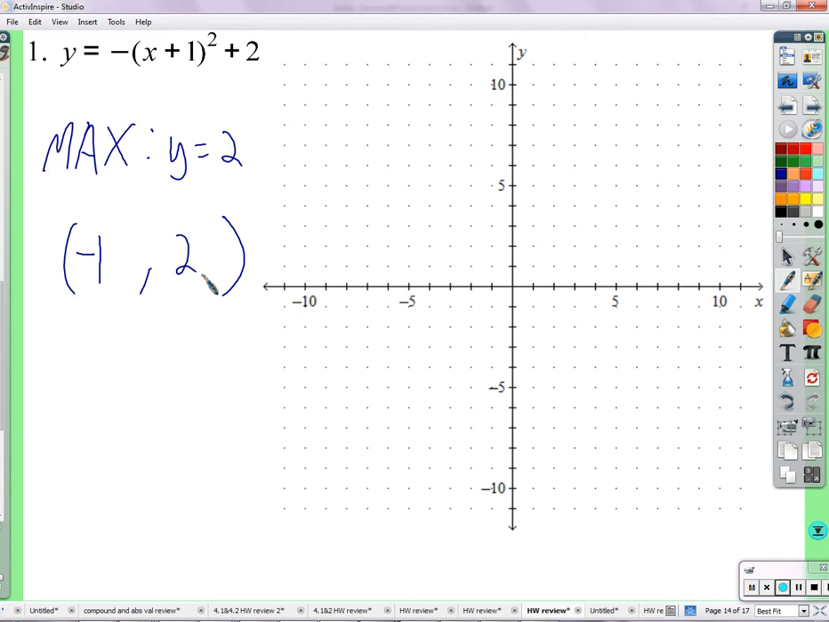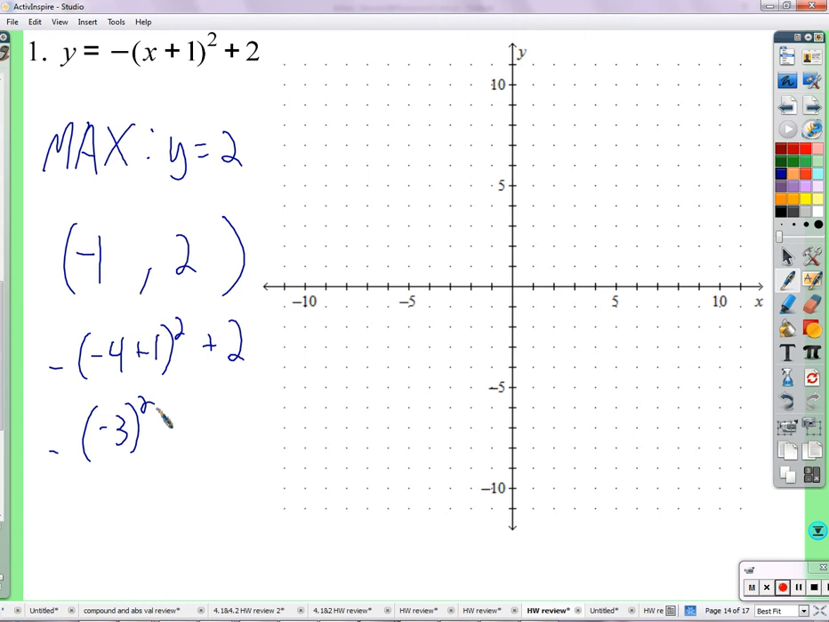Okay? Let's say we put in negative 4 for x, just to show. No matter what we do, if we plug in something other than negative 1, we're going to get something smaller than 2. Because here we're going to square negative 3 before we multiply by this negative, right? You're not going to multiply this negative by negative 3 and get 3 squared and get 9. Right?